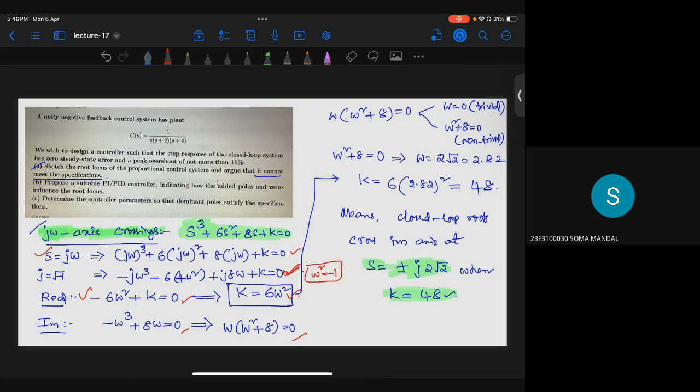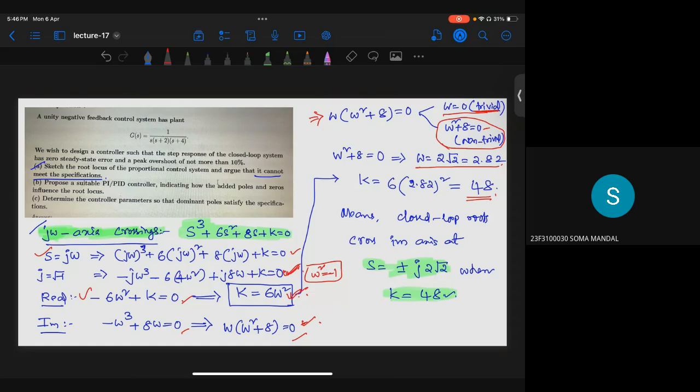So this gives two things: omega is equal to 0 and omega square plus 8 equal to 0. Omega equal to 0 is a trivial case, we don't consider that. Omega square plus 8 equal to 0, so we get omega as 2.82. Then substitute into this equation, k is equal to 6 omega square. You get k as 48.